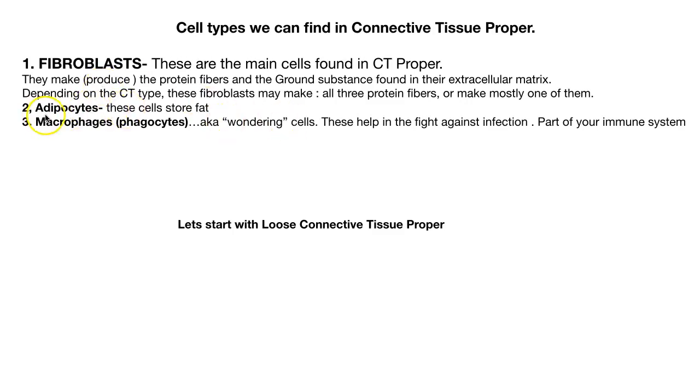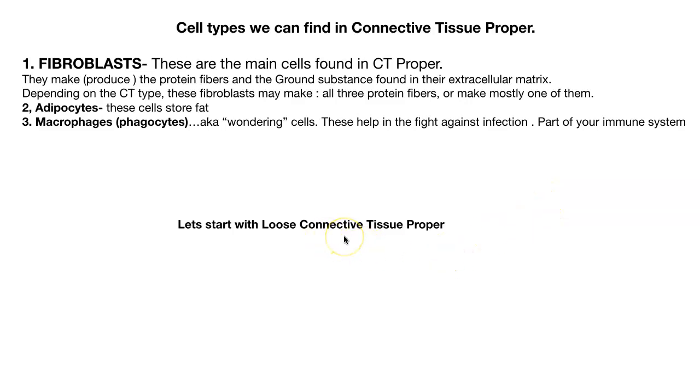Adipocytes. Adipocytes are just fat cells. Macrophages. Macrophages are phagocytes. Hopefully you learned about these in Introduction to Biology. These phagocytes, aka wandering cells, are going around looking for foreign invaders just like Pac-Man and trying to gobble them up and protect you. They're part of your immune system.